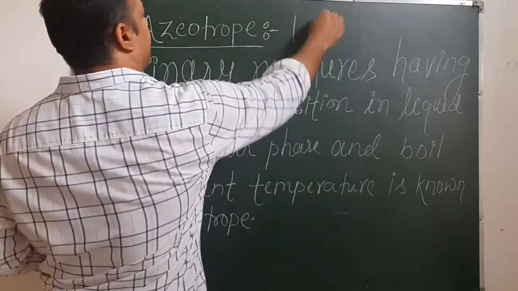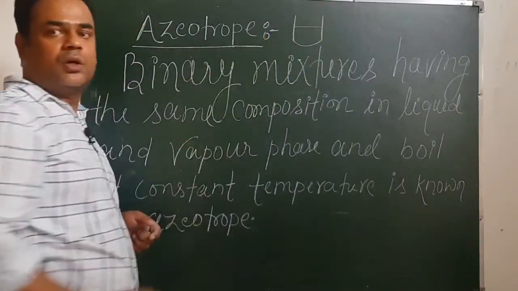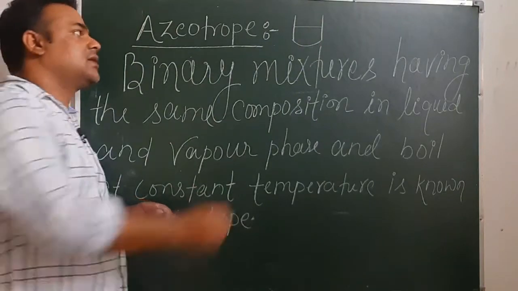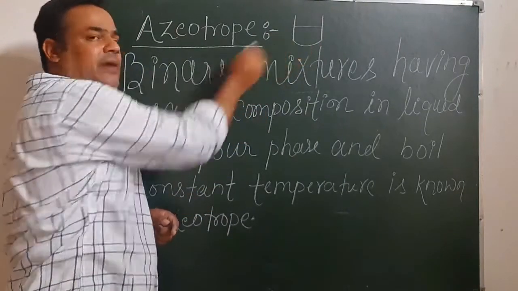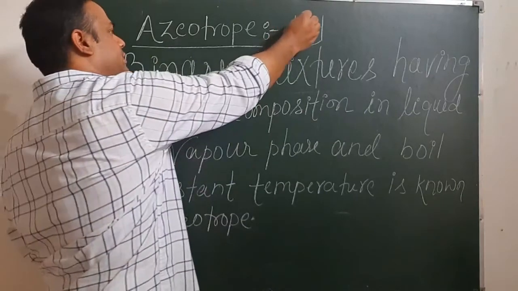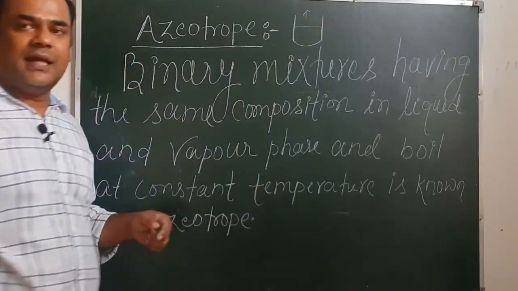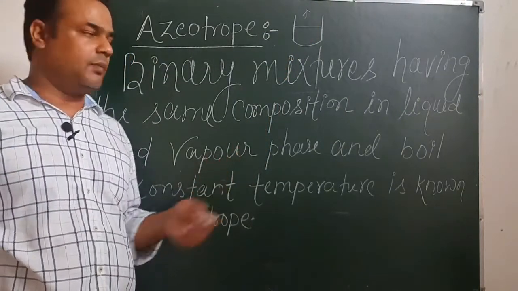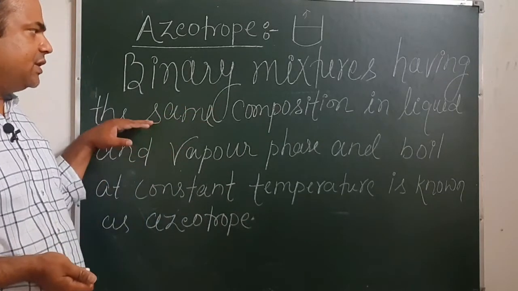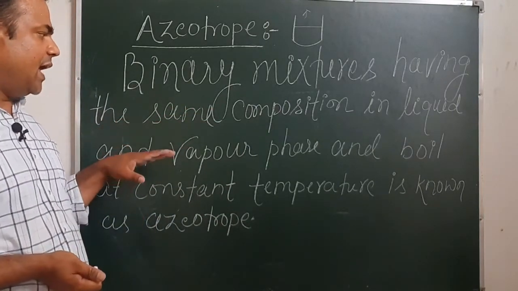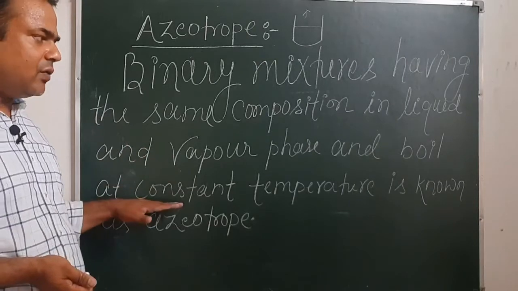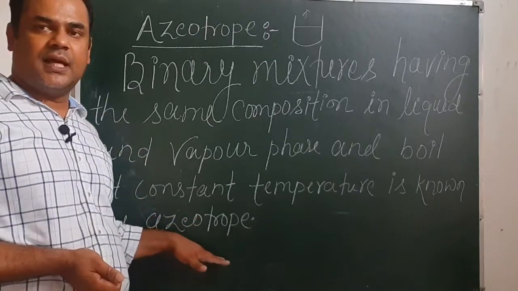Suppose we have prepared this solution by mixing 2 components. Whatever its composition is in liquid phase, if the same composition is there in vapor phase, then this is known as an azeotrope. So binary mixtures having the same composition in liquid and vapor phase and boiling at constant temperature are known as azeotropes.